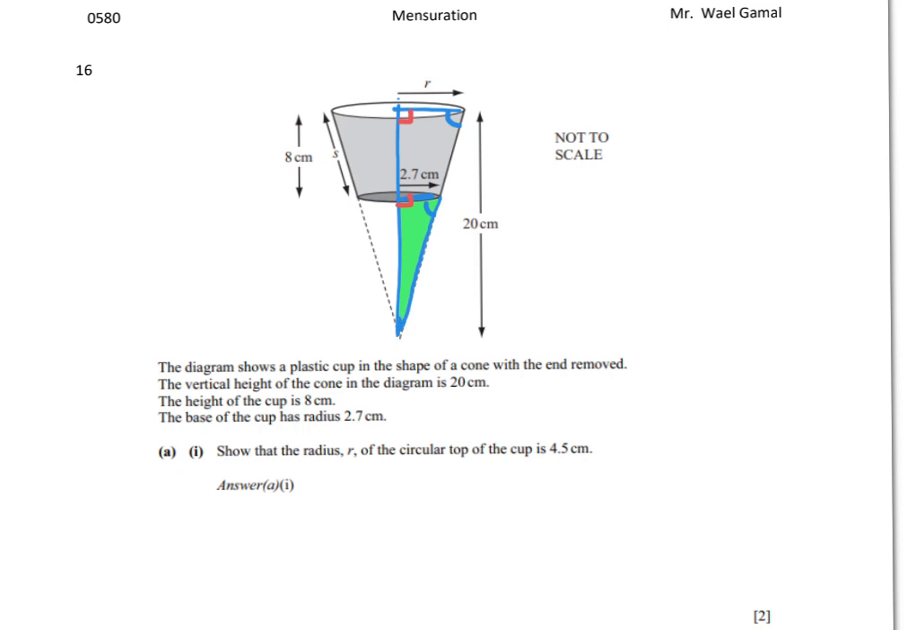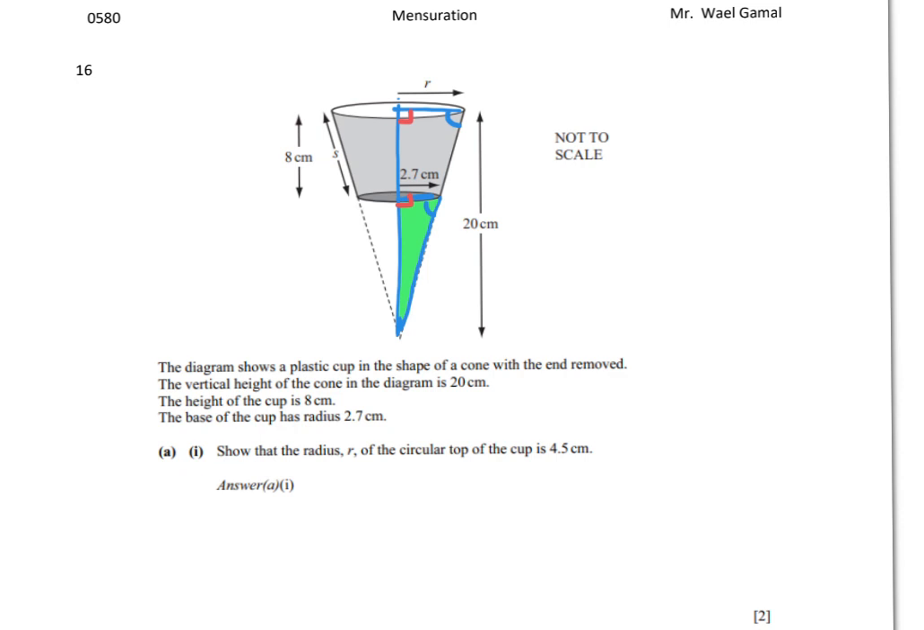Why similar? Because the angles are equal. This angle equals this one, corresponding, and this 90 and this also 90, corresponding angles, and this common angle between the smaller one and the bigger one. So the triangles are similar. If the small triangle and the bigger one are similar, the sides are proportional. So the same ratio between the sides.